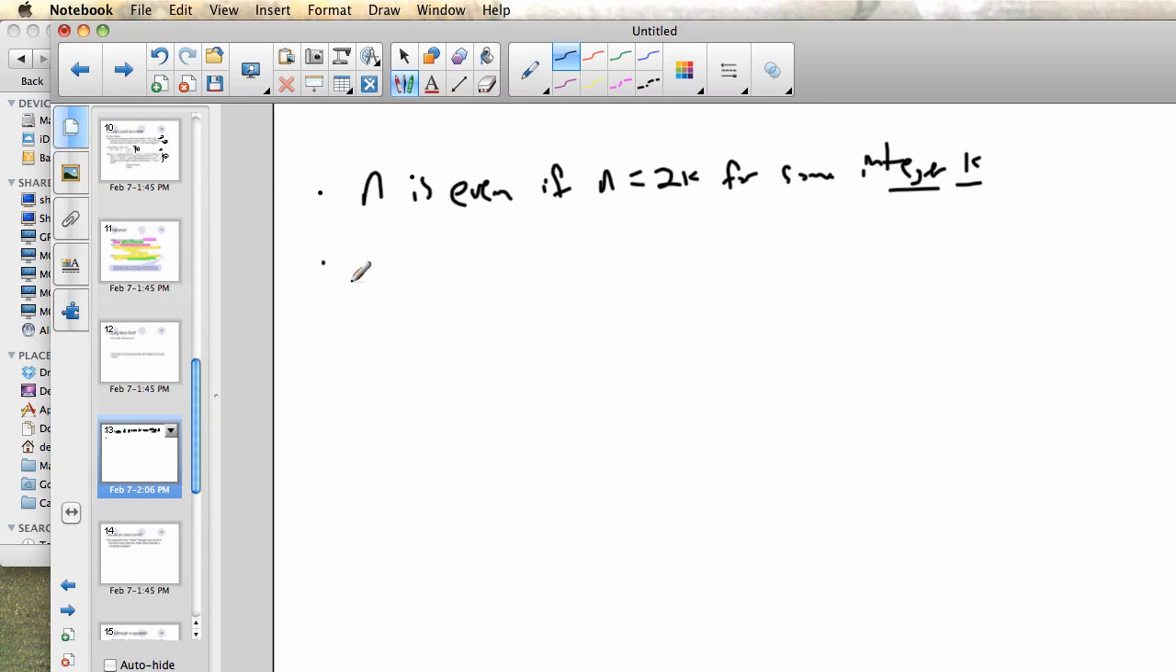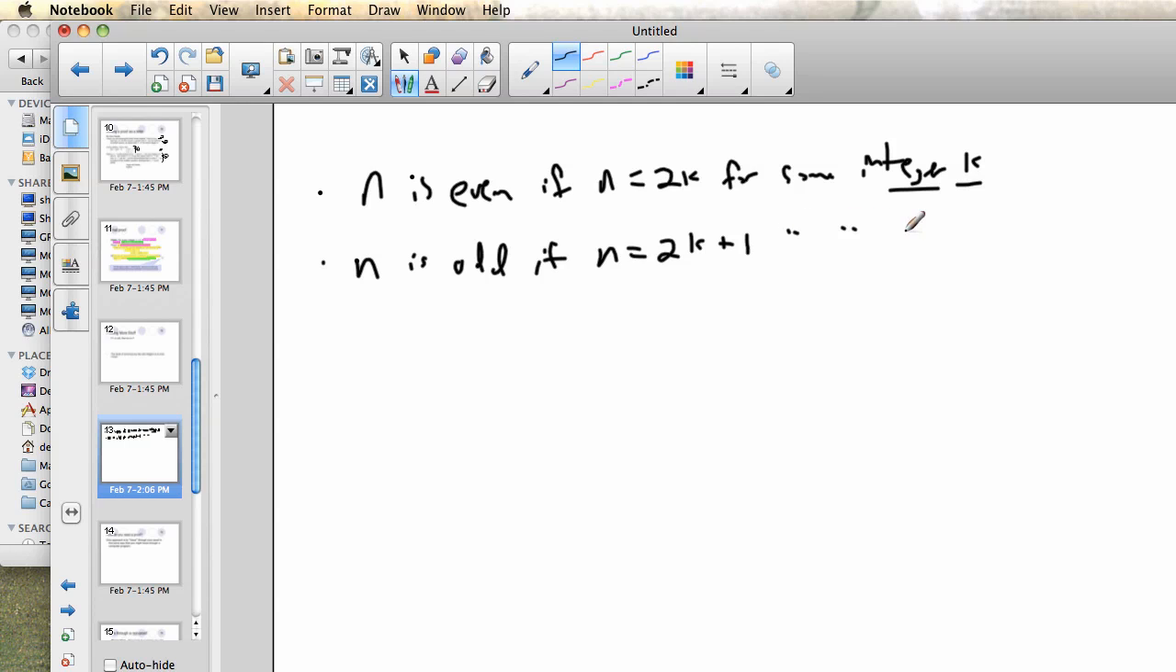We'd like our definition of odd to be sort of like this. We don't want to say n is odd if it's not even. We don't want to give a negative definition. We like to give a nice positive statement. So the positive statement for being odd, that's very similar to the one for being even, is this: n is odd if n is 1 more than a multiple of 2.